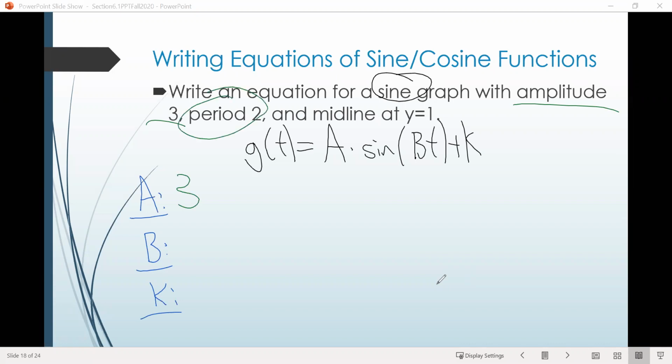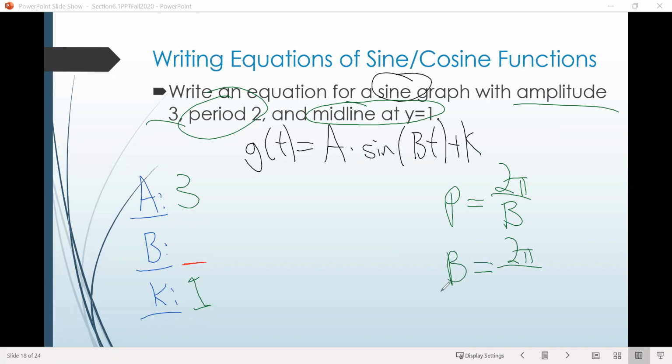They tell us the period, and I'll come back to that. They also tell us that the midline is at y equals 1, which is going to tell us that the value for k there is 1. And now we need to find the value for b. And be careful, again, the value for b is not 2, right? Even though the period is 2, that's not the value for b. And recall that we had that formula just a second ago, that the period was equal to 2 pi over b. And would you agree with me that I could rewrite this formula as b equals 2 pi over p, and that would be the same thing?